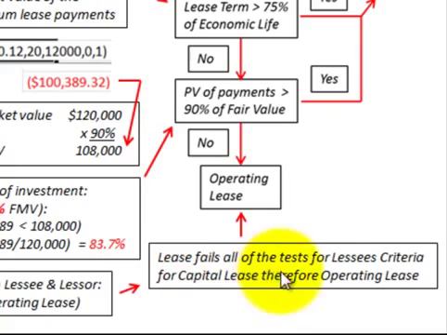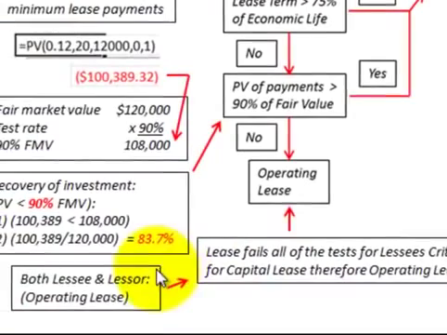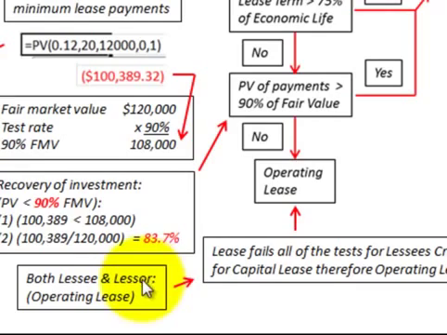And for example here, both the lessee and the lessor are going to be using this as an operating lease. But we went through it from the lessee's perspective.